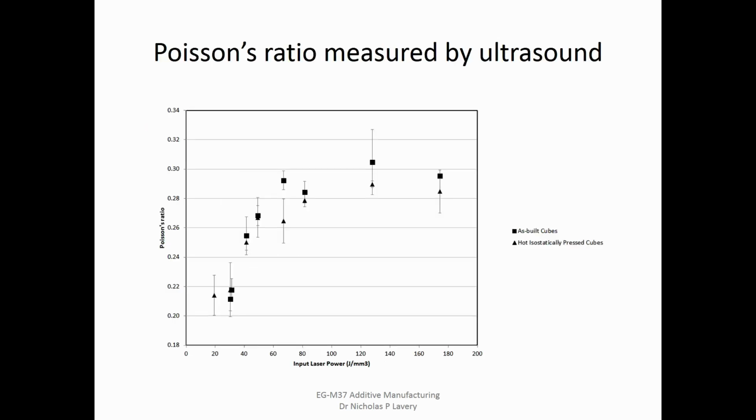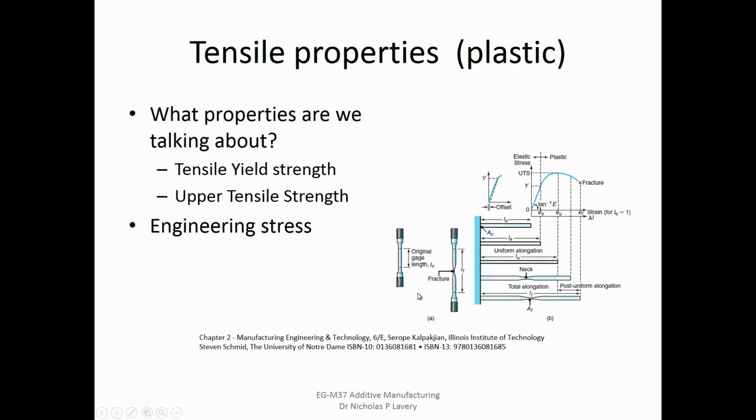And again, in PEEK here, Poisson's ratio derived the same way. You can see that there's a peak, a change with the power density input. Right, tensile properties. So we've kind of been building up to this a little bit.